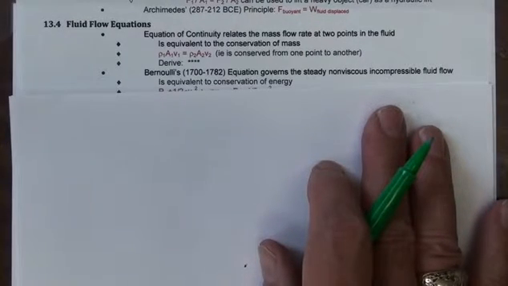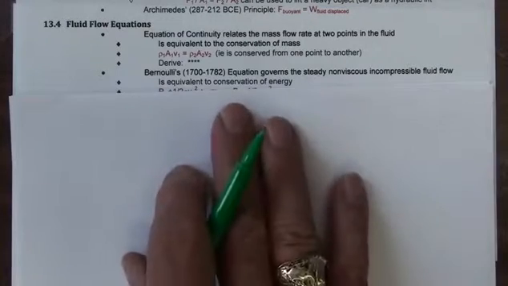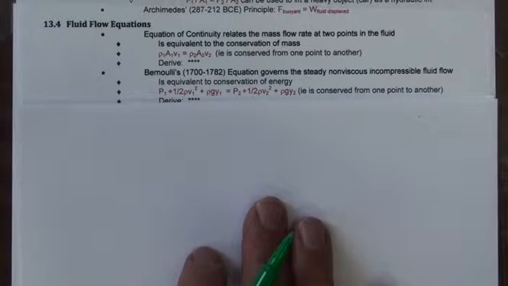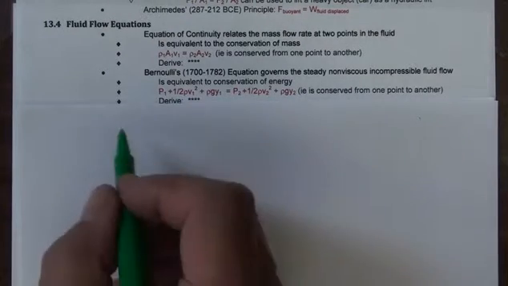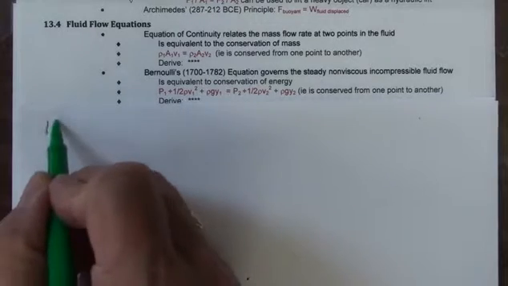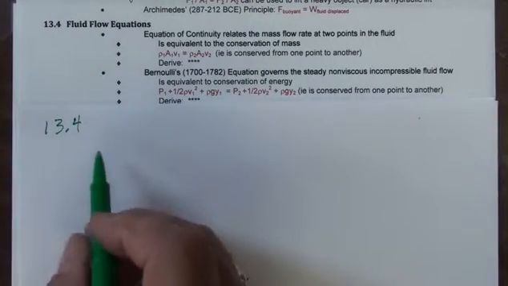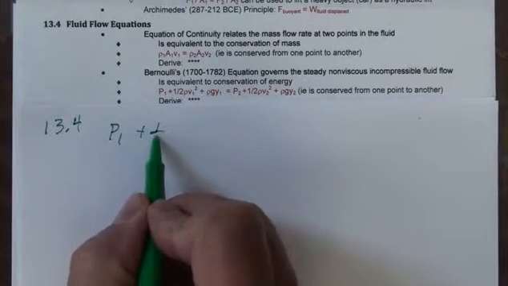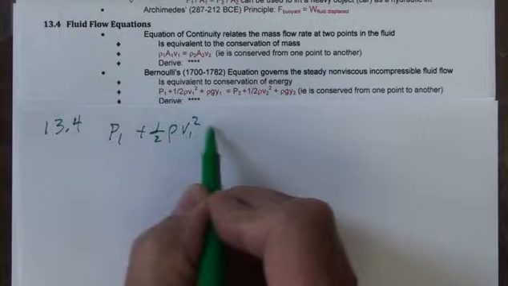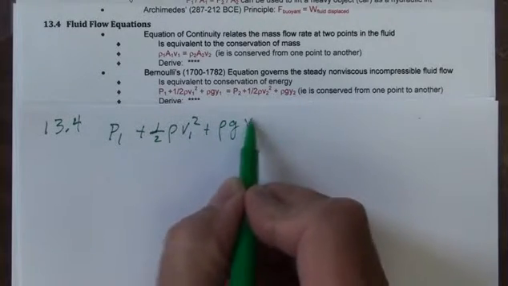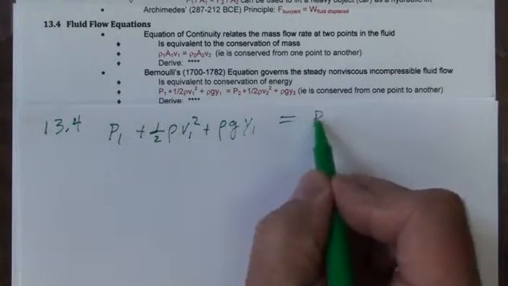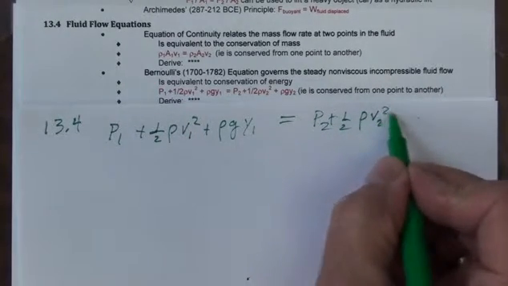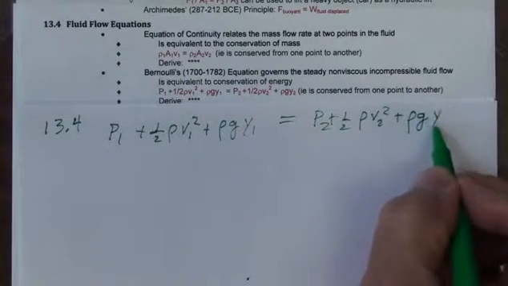What is the equation equivalent to or derived from? The answer is the conservation of energy. And we're going to begin with the equation, which looks pretty messy, and do again an inverse solution. So we're going to write here, section 13.4, fluid flow equations. P1 plus 1/2 rho V1 squared plus rho times G times Y1 is equal to pressure at a second point plus 1/2 rho V2 squared plus rho G Y2.